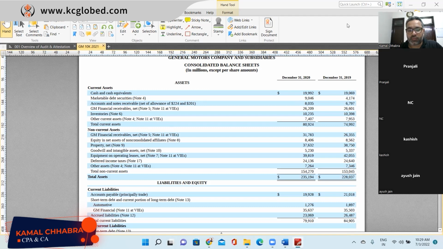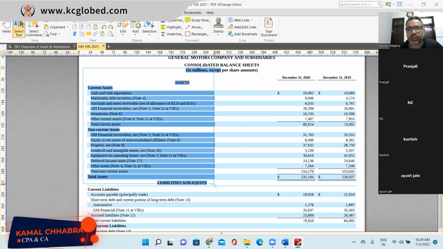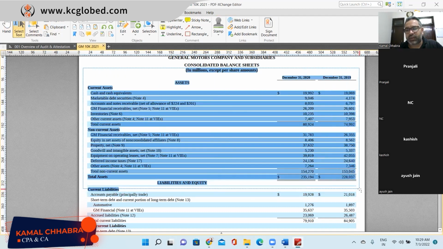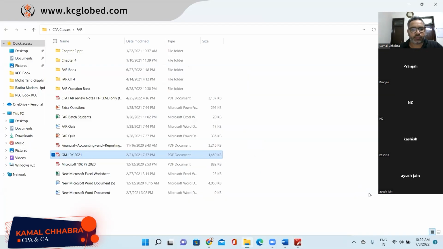It might be a stupid question, Kamal, but isn't this more of a concluding analytical procedure that you're talking about? No, we also do it at conclusion stage, but we do it at planning stage as well to understand the nature of account balance and transaction. For example, let's say for this one.